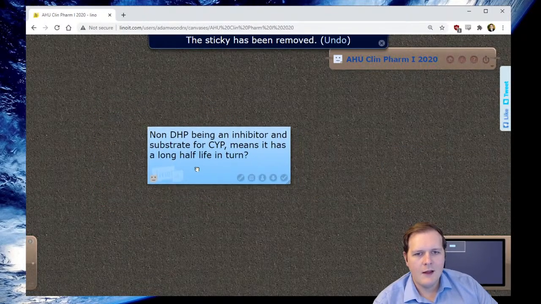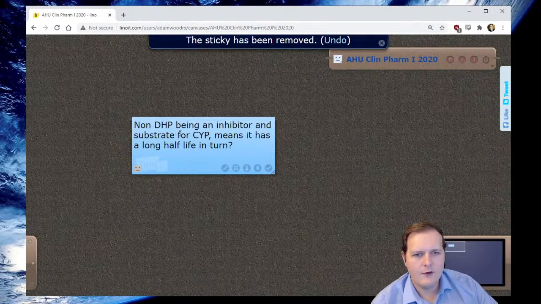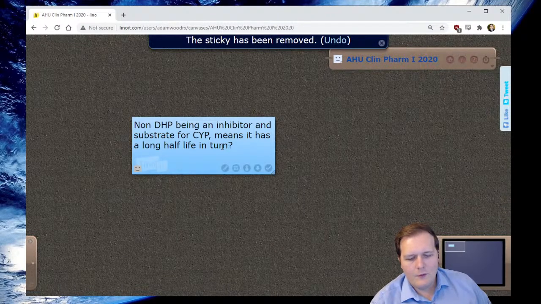Okay. Someone said non-DHPs being an inhibitor and substrate for CYP3A4 means it has a long half-life in turn. It depends on the drug, right? So again, just because it does not necessarily inhibit its own metabolism, the drug's half-life is what the half-life is, based off of the fact that it is somewhat of an inhibitor. So you can look that up.